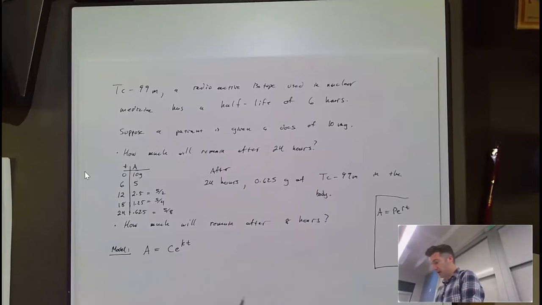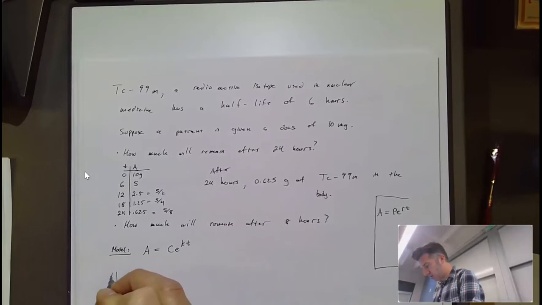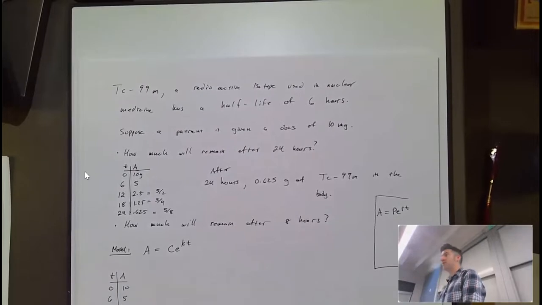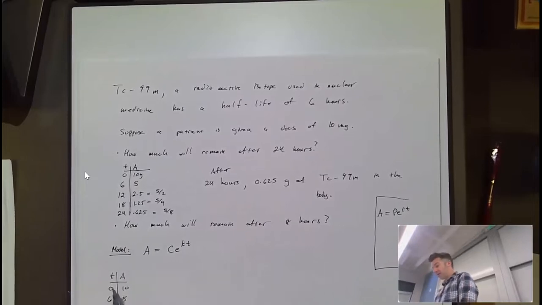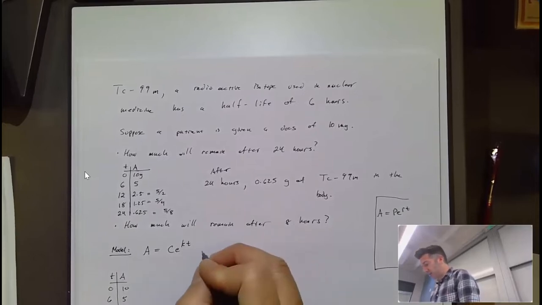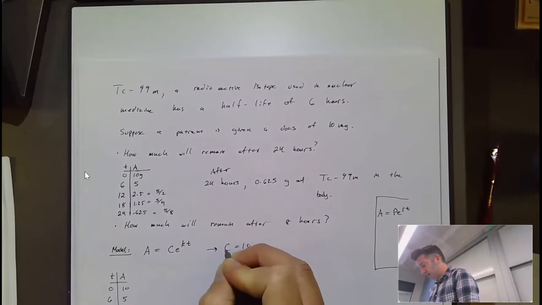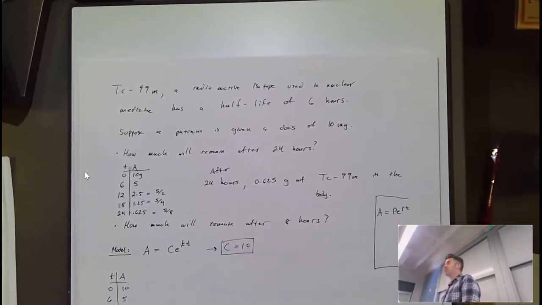Well, here's my little chart. I know at time 0, I have 10 grams, and at time 6, I have 5 grams. And I want to know at time 8, how many grams I've got. Well, if I plugged in 0 for T, I would get C equal to 10. Right? C is always going to be that amount you have at time equals 0. You could actually plug in 10 for A and 0 for T and solve for C, but it's really probably not necessary. It is necessary to plug things in to find out what K is.